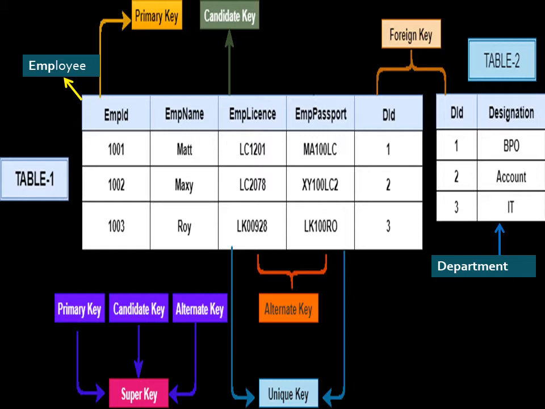Now, if we see employee ID, employee license, and employee passport, these three fields cannot have a duplicate value; they will always be unique. So these three qualify to be a primary key, which means they are the candidate keys. Employee ID is taken as the primary key in the employee table. The rest, employee license and employee passport, are the alternate keys.